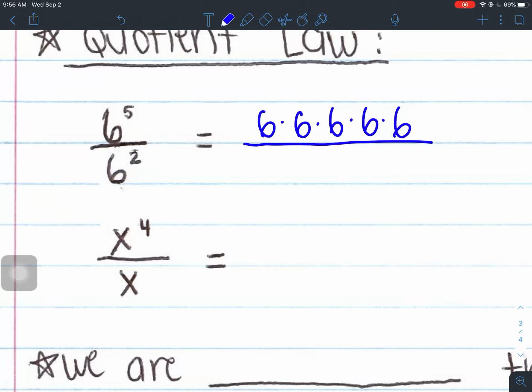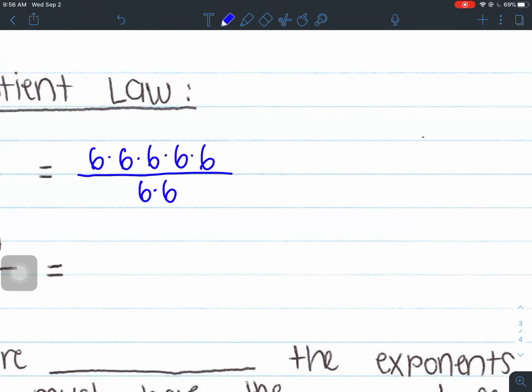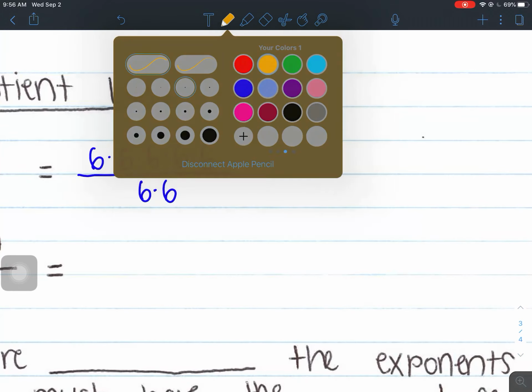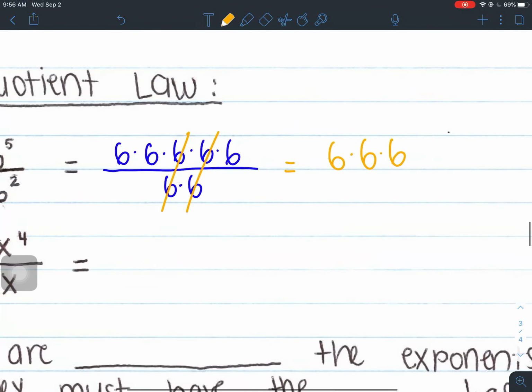Divided by 6 squared. Well, what 6 squared means is I have 6 times itself 2 times. So you can cancel some of these out, right? We can cancel some of these. So I can cancel those 6s, and I can cancel these 6s. Those cancel. So then let me ask you, how many 6s do I have left? I have 3 in the top, right? 3 in the numerator. I have 3 6s left. I don't have anything in the denominator left.